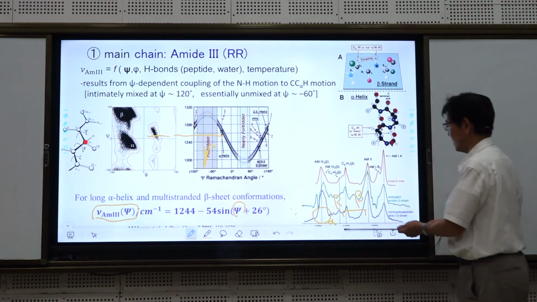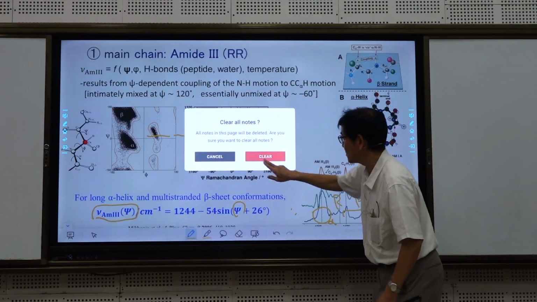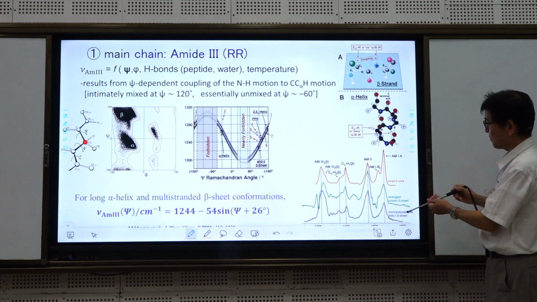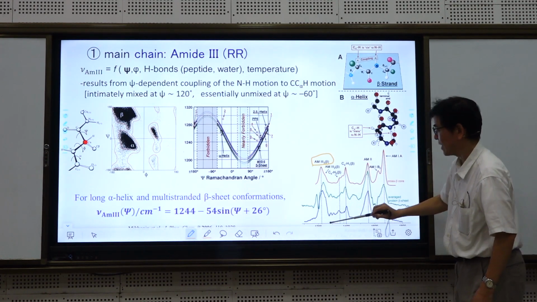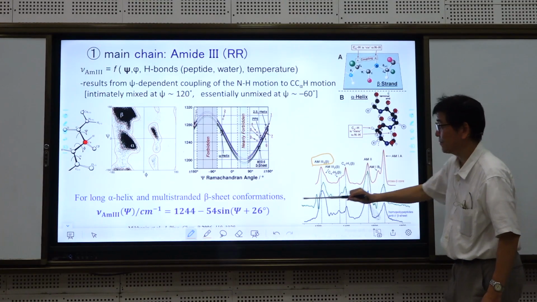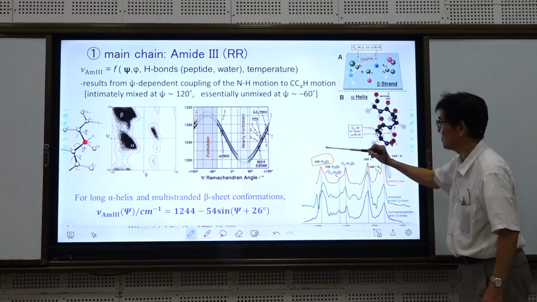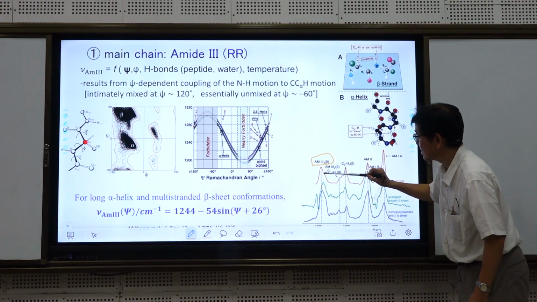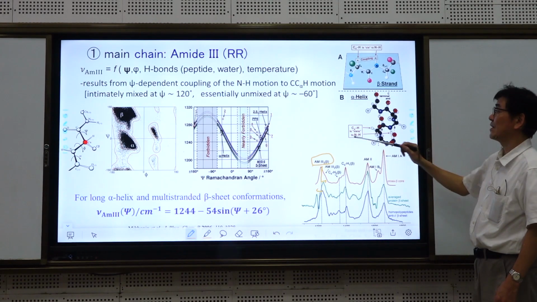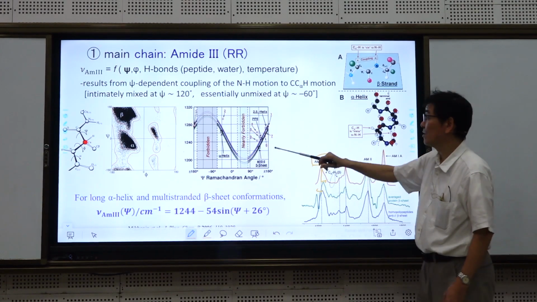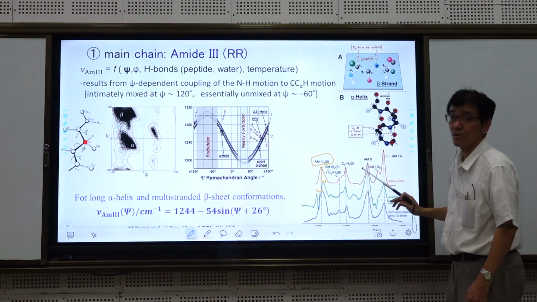So by checking the peak position of the amide 3 band around 1200 or somewhere around here, we can estimate what is the dihedral angle of each protein.